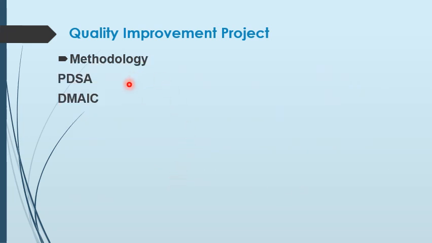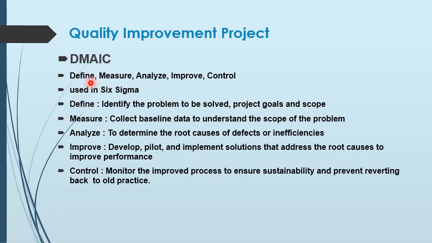So there are a lot of methodologies. Two of them are PDSA and DMAIC. We will talk about DMAIC: Define, Measure, Analyze, Improve, and Control, used in Lean Six Sigma.